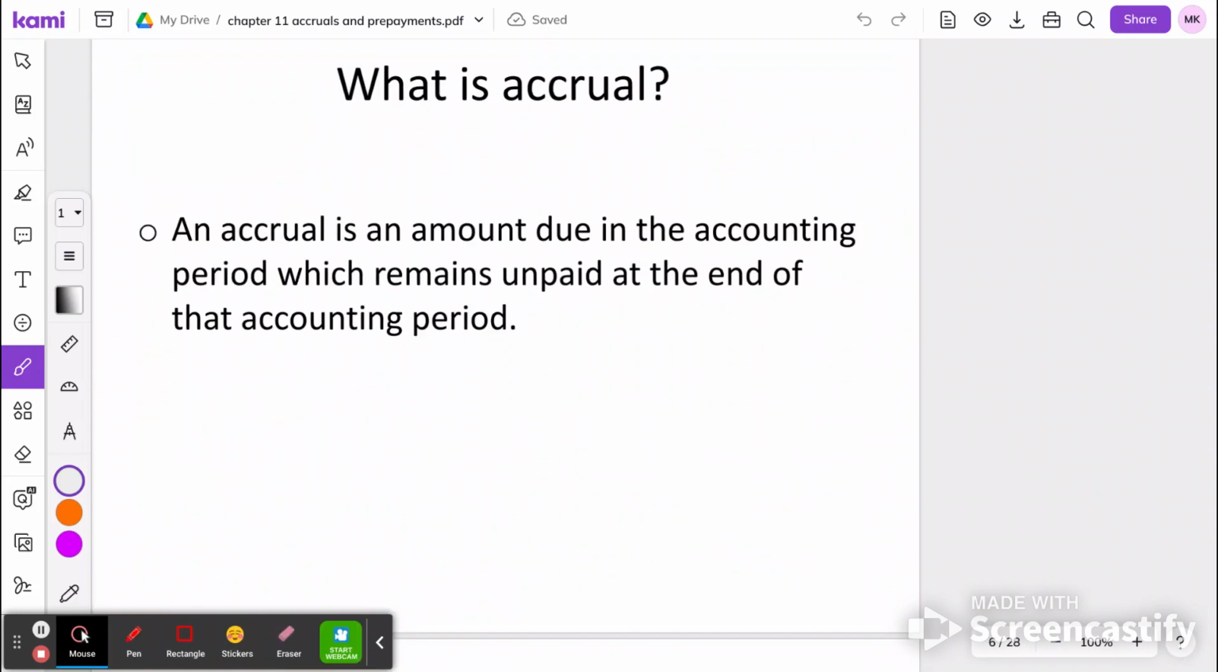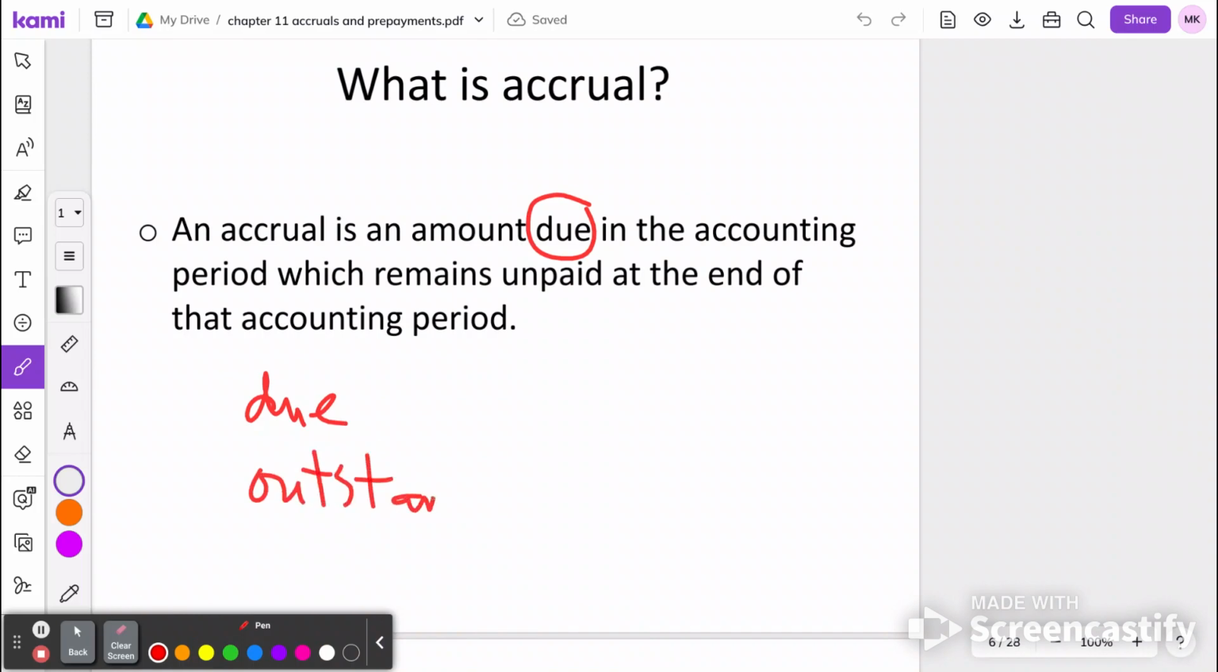What is an accrual? Now we're going to focus on accrued expenses only. So an accrual is an amount that is already due or outstanding. So in exam questions, how will you know it's an accrual? The key ideas will always be there's due, there's outstanding. Okay? When you see those words, it will tell you, it's a prompt in your brain that these are unpaid at the accounting period, and you have to consider it as an accrual.